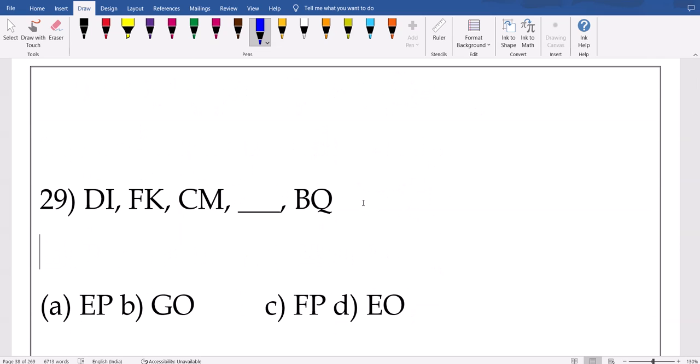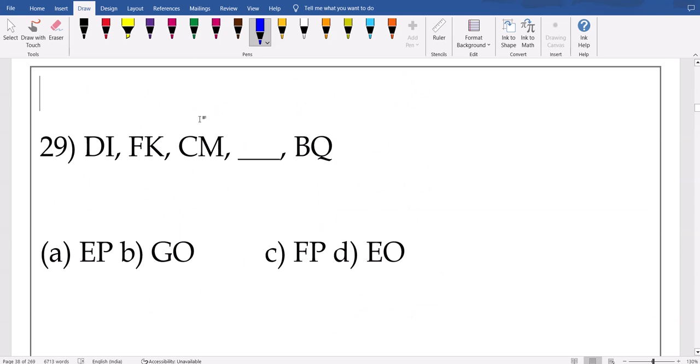29. Last letter is a bit clear, right? So we got O. Yeah, fine, good. O, because 9, 11, 13, 15, 17. So we eliminate A and C.